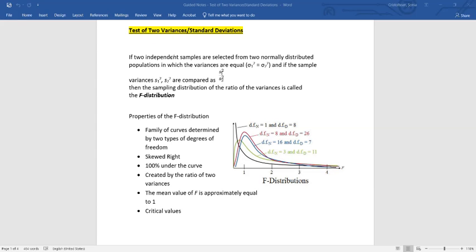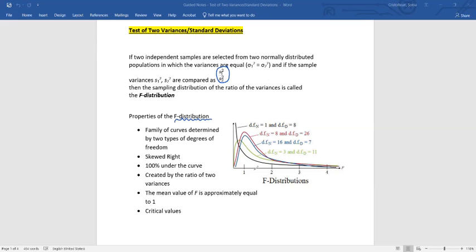distribution. If two independent samples are selected from two normally distributed populations in which the variances are equal, and if the sample variances S1 squared and S2 squared are compared as S1 squared over S2 squared, then the sampling distribution of the ratio of the variances is called the F distribution. So this is what Fisher did. He compared a ratio, the larger variance on top and the smaller variance on the bottom.